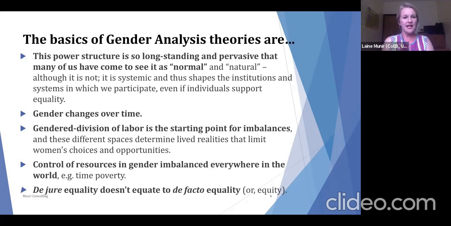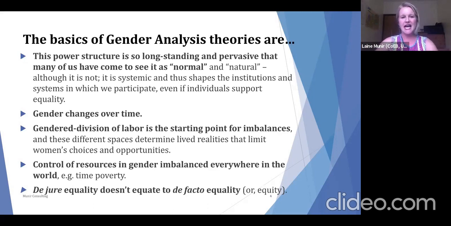So number one is that gender inequality is constructed as normal with the myth that it's based on sex, but it really doesn't need to be and it shouldn't be. The second agreement among us is that gender changes over time. Rwanda's a great example. Gender equality is written into national legislation and it wasn't a generation ago. That's an example of gender changes over time.